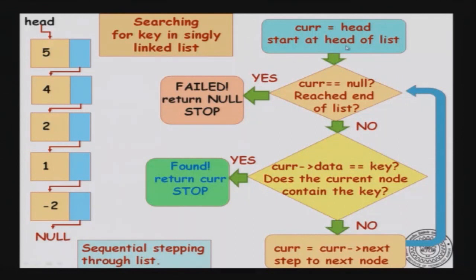Okay. Here is a flow chart corresponding to that. You start with current equal to head. Now, is current null? If the current is null, then that means you have reached the end of the list and you have not found the key. Okay. So, if the current is not null, then there is data still to be searched. So, you see whether current data is equal to key. If it is yes, then you have found the key. Otherwise, you follow the next node link to go to the next node in the linked list, and again repeat the procedure. Okay.